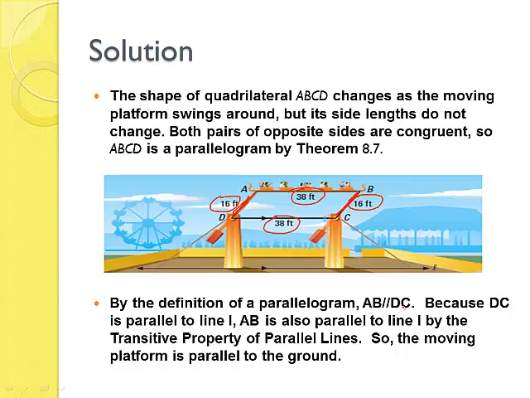So once we establish it's a parallelogram, we can say all of the properties of a parallelogram hold true. Opposite angles are congruent. Consecutive angles are supplementary. Both pairs of opposite sides are congruent. Both pairs of opposite sides are parallel. One pair of opposite sides is congruent and parallel, and diagonals bisect each other. So, again, the moving platform is parallel to the ground.